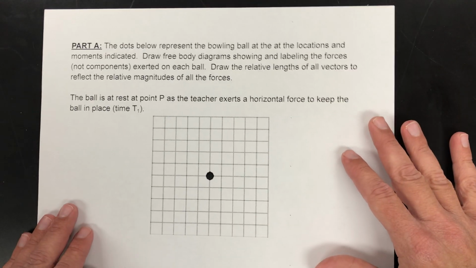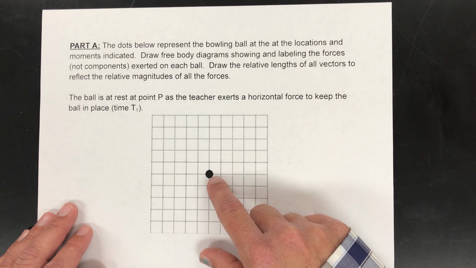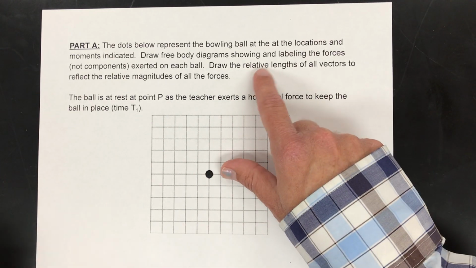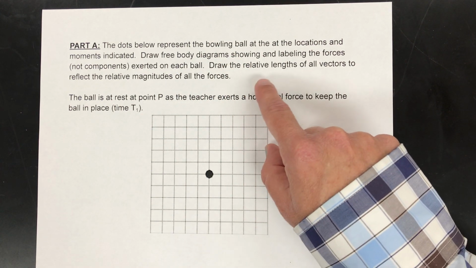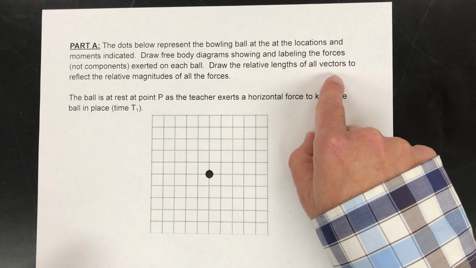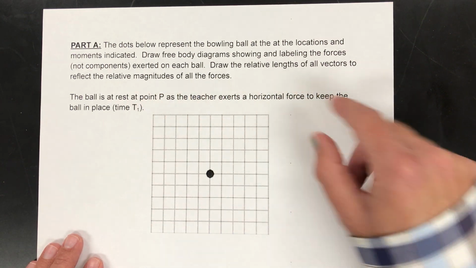So next part, it says part A. Let me grab this here. Oop, hold on, my pages are sticking together. All right. So part A, the dot below represents the bowling ball at the locations and moments mentioned. Draw a free body diagram showing and labeling forces, not components, exerted on the ball, each ball. Draw relative lengths of all vectors to reflect relative magnitudes of all forces.